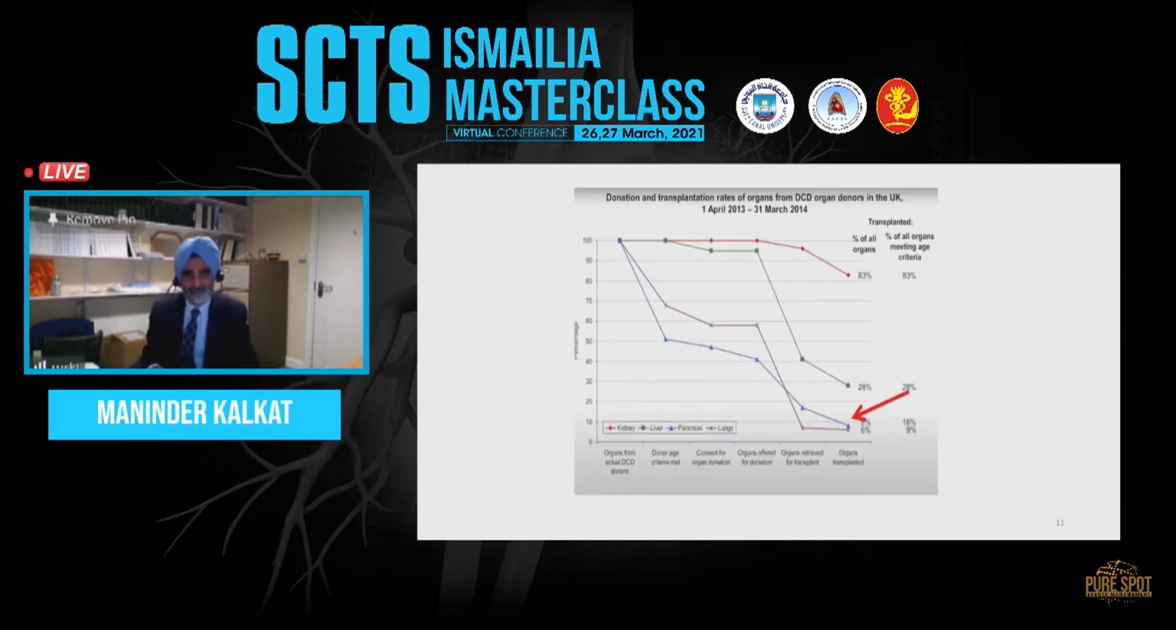And this is just a slide I'm demonstrating where all the organs after DCD, and you look at this, that hardly about 7% of the organs from the lungs are actually transplanted, or even less than that.